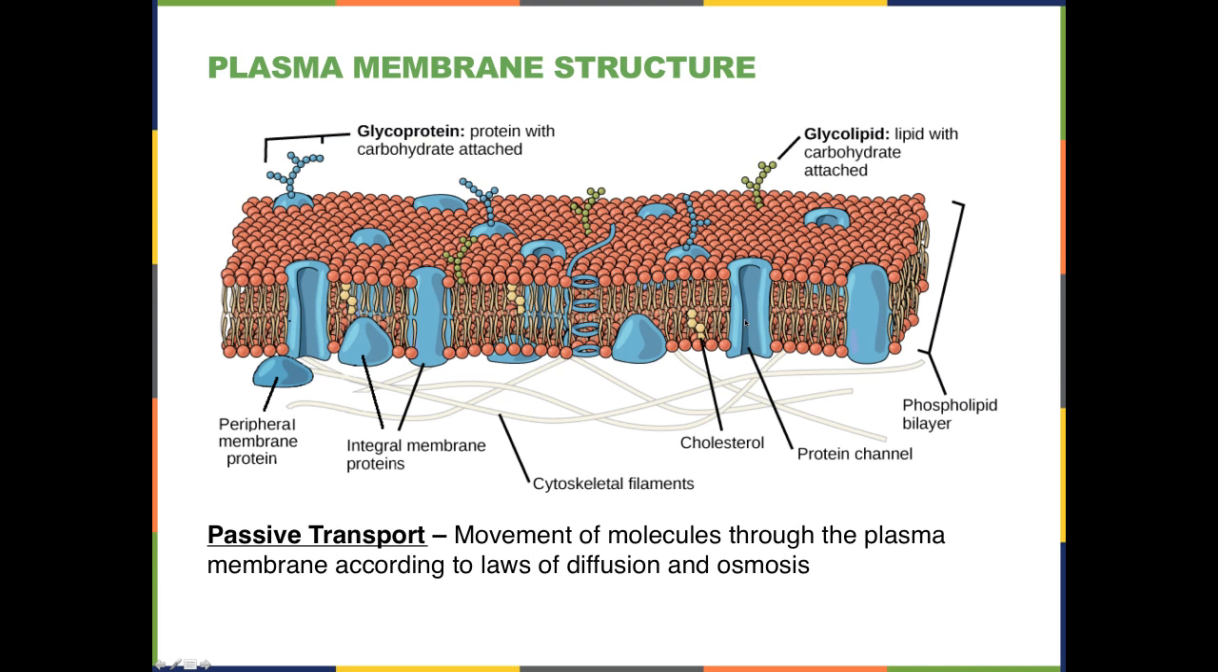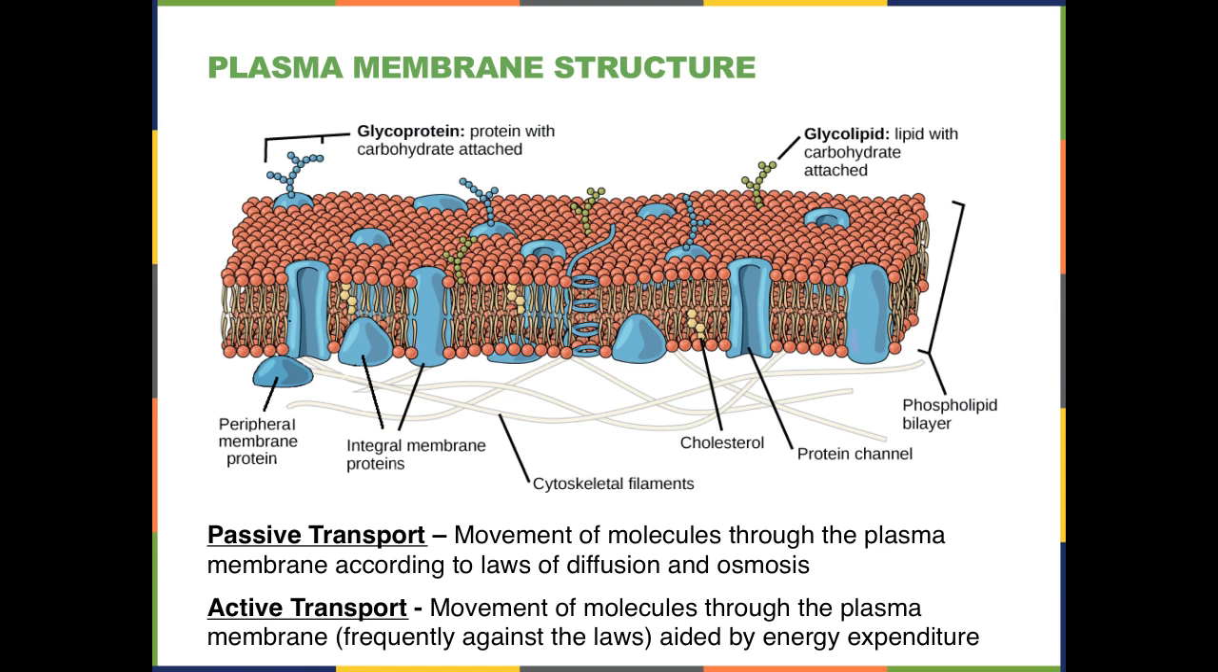Now, when you talk about the transportation of materials, materials are transported generally one of two ways, passively and actively. Passive transport is the movement of molecules through the plasma membrane according to the laws of physics and the laws of diffusion and osmosis, which means that material tends to flow from high concentration to low concentration to try to balance the concentration, or from high osmotic pressure to lower osmotic pressure to balance the osmotic pressure. There is no expenditure of energy in passive transportation.